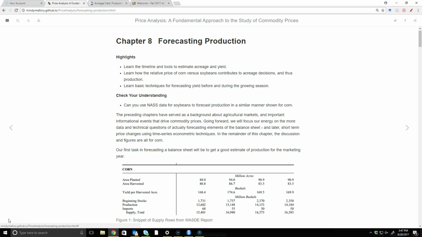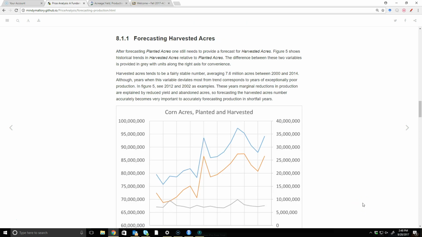And that is kind of an important difference because every year there's a certain number of acres that are abandoned or harvested for silage instead of harvested for grain. And we're not going to be able to calculate those acres in our yield estimates. So we have to translate our estimate for area planted into an area harvested estimate. Coming back down here to the forecasting harvested acres section, we'll talk about how we can go about doing that.